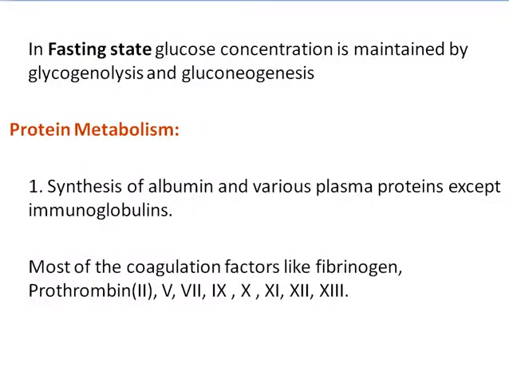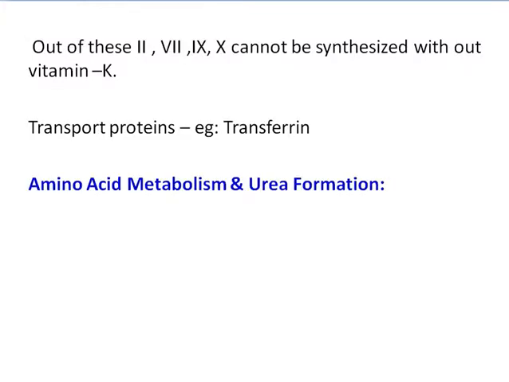In the fasting state, glucose concentration is maintained by glycogenolysis and gluconeogenesis. Protein metabolism: synthesis of albumin and various plasma proteins except the immunoglobulins. Most of the coagulation factors like fibrinogen, and factors 2, 5, 8, 7, 9, 10, 11, 12, 13 are made here. Of these, 2, 7, 9 and 10 cannot be synthesized without vitamin K. Transport proteins like transferrin, amino acid metabolism and urea formation.